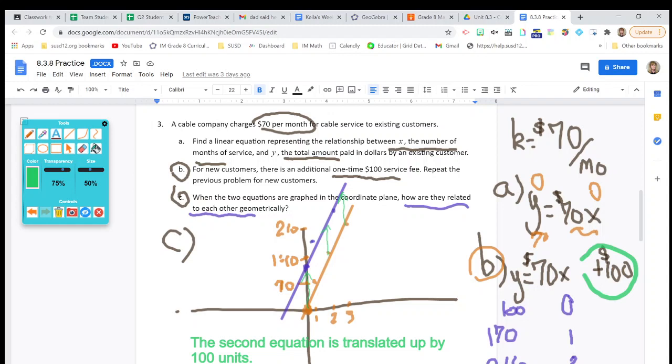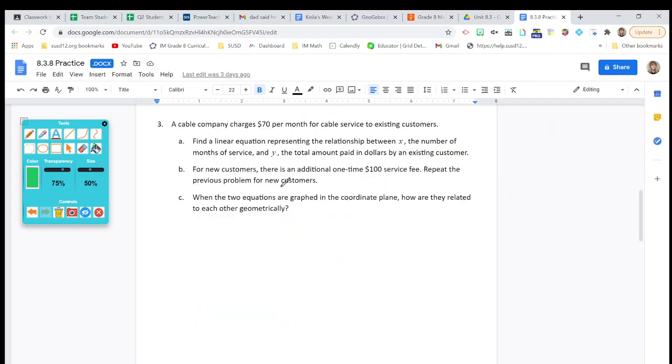Okay, in your assignment, when you turn this in to me, I want to see the equation for A, the equation for B, and I want to see your graph for C. You must have it nice and neat, and you must explain how they are related to each other geometrically. You cannot skip parts of the question. Your answers must be complete. Let me keep going.